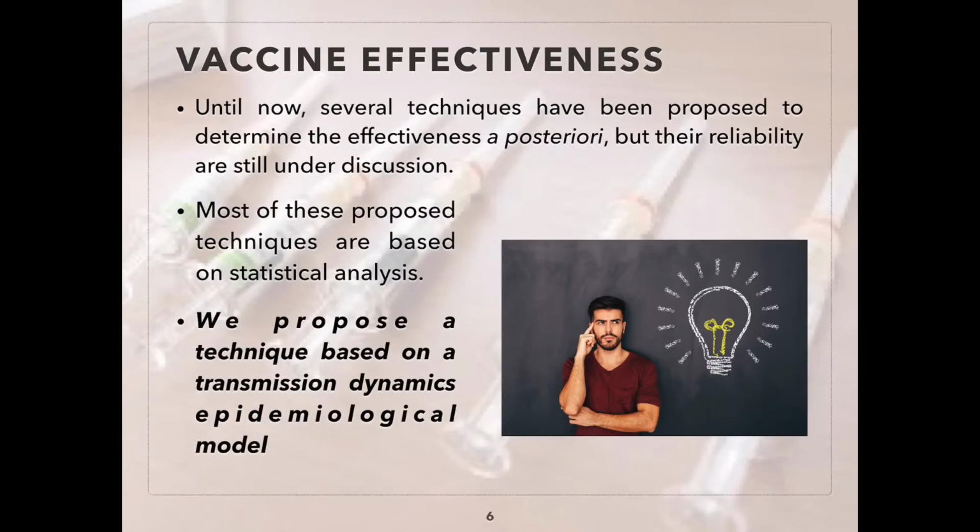Until now, several techniques have been proposed to determine the effectiveness of the vaccine a posteriori, but their reliability is still under discussion. Most of these proposed techniques are based on a statistical analysis. We propose a technique based on a transmission dynamics epidemiological model.